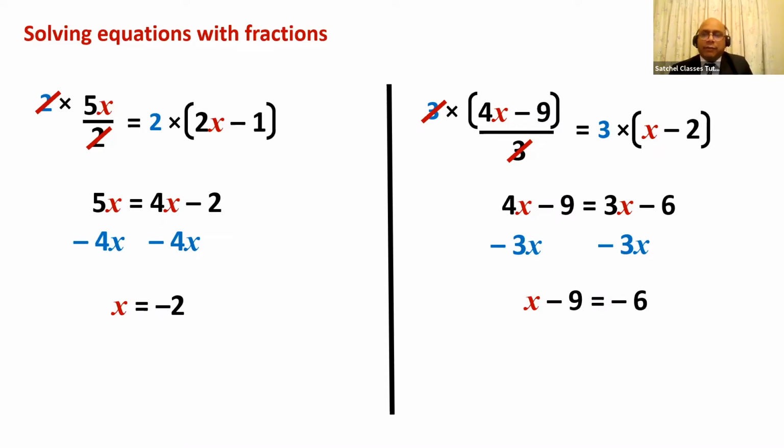The final step, obviously, is to transfer the minus 9 from the left to the right. The inverse of minus 9 is plus 9. So we add 9 on both sides of the equation. On the left, minus 9 plus 9 is 0, so we are only left with x. And on the right, we have minus 6 plus 9, which is 3. So x equals 3.